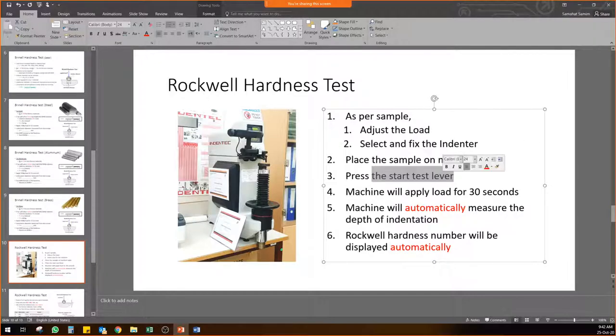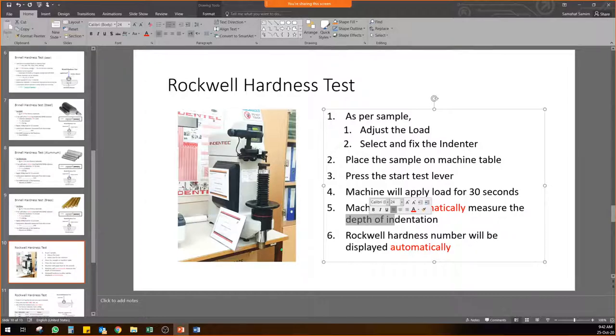Place the sample on the machine table. Press the start test lever. The machine will apply load for 30 seconds, so it's the same as Brinell. Now this is the different part. The machine will automatically measure the depth of indentation. So the depth of indentation is measured in this case.